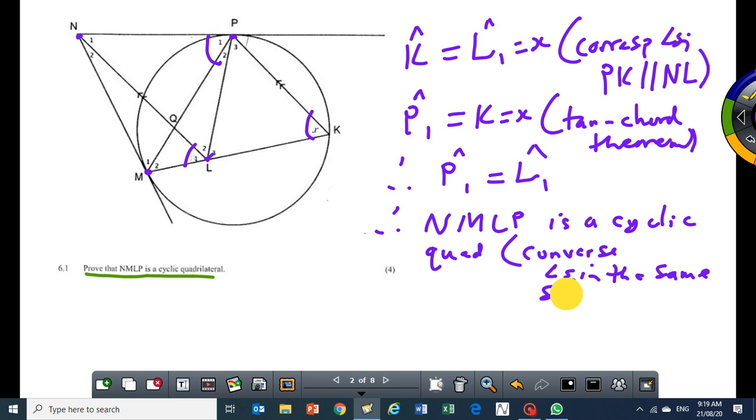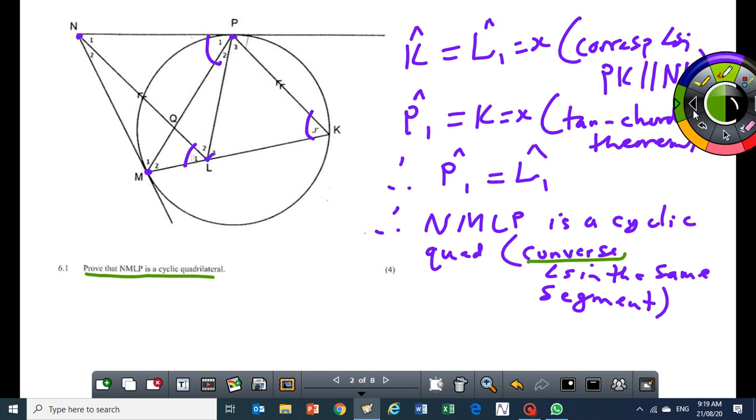And please, this word here is very important. That word converse. You can also say line subtends equal angles. If you want, you can also say line subtends equal angles. And the line that we'll be talking about is NM, because it's a common chord, or a common line which subtends both angles. So if you want, you can say what Mr. Mtem said. You can say line subtends equal angles.